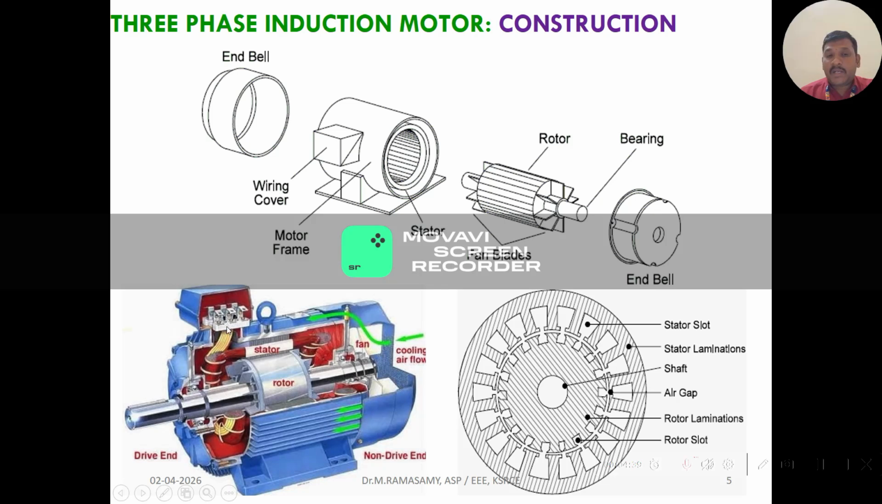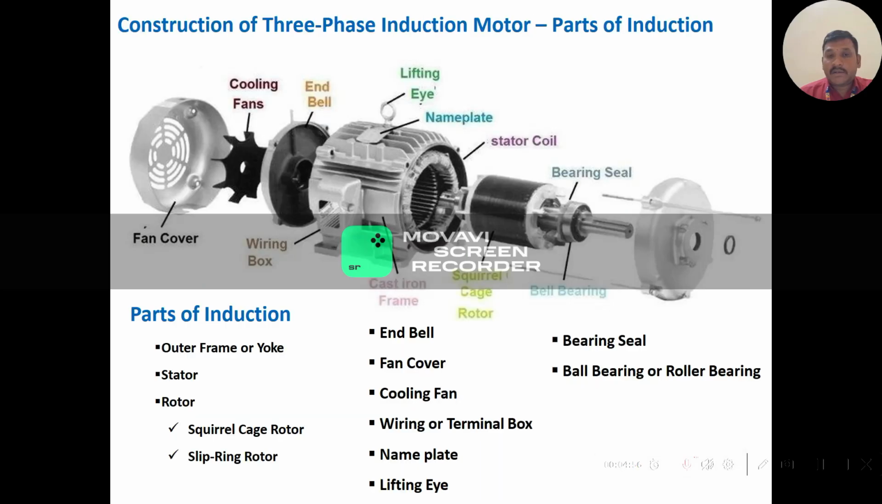And this is called the terminal box. It is used for connecting the terminals of the motor with the supply, and this is the hook for lifting the machine or lifting the rotor, and this is called the yoke or outer frame of the machine. So I have given an overview of the images of the different parts of the machine.